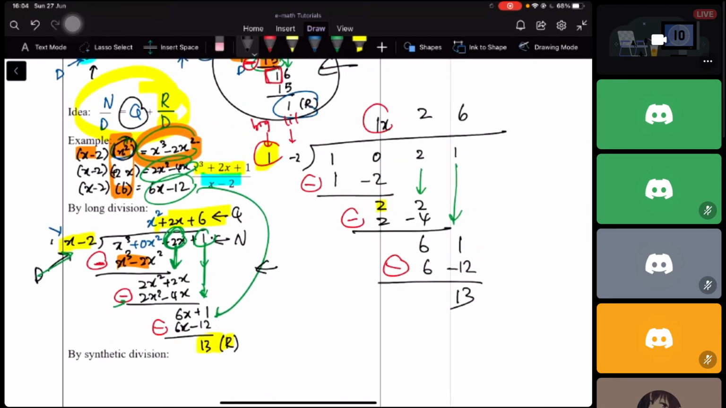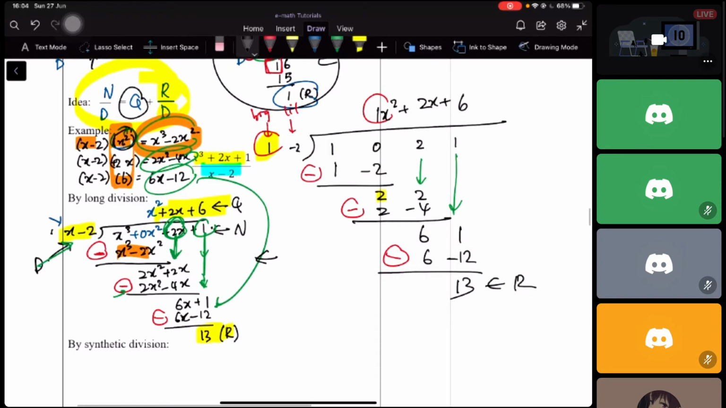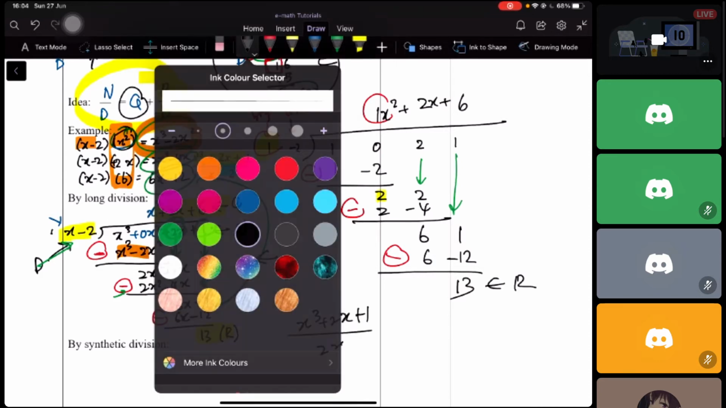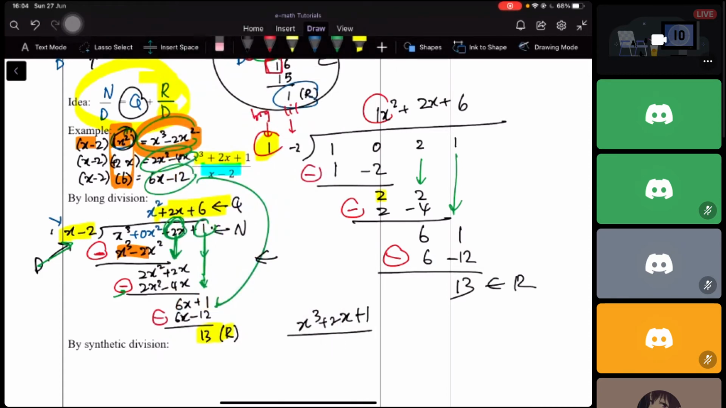And this is just the coefficient of x squared plus x plus the constant, and this is the remainder. So at the end of the day, this one, x cubed plus 2x plus 1 divided by x minus 2 is equal to x squared plus 2x plus 6 plus 13 over x minus 2. This is what? Quotient, remainder, denominator. Finish. And this is the story of long division. Okay?